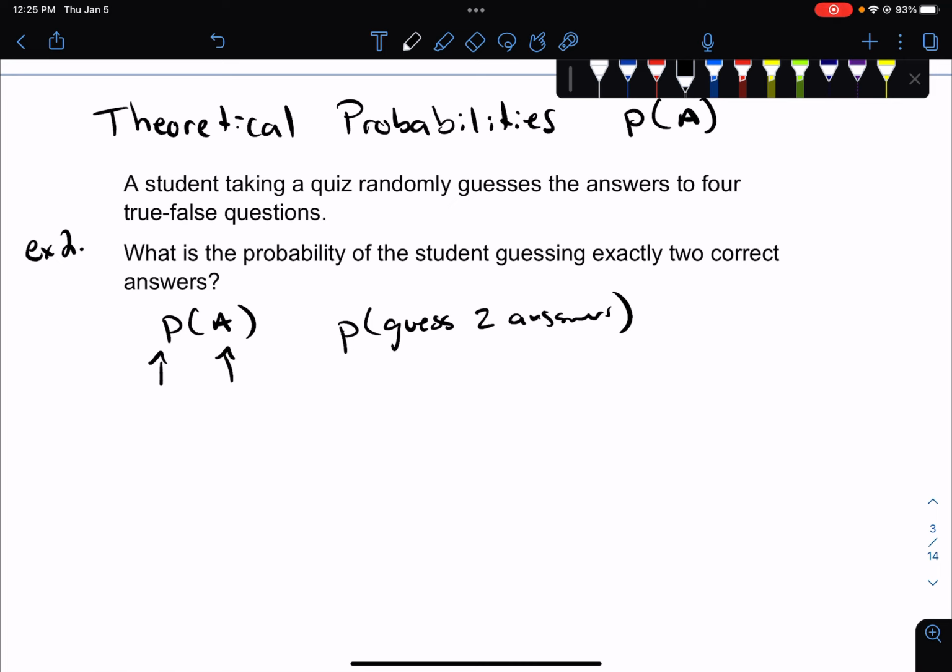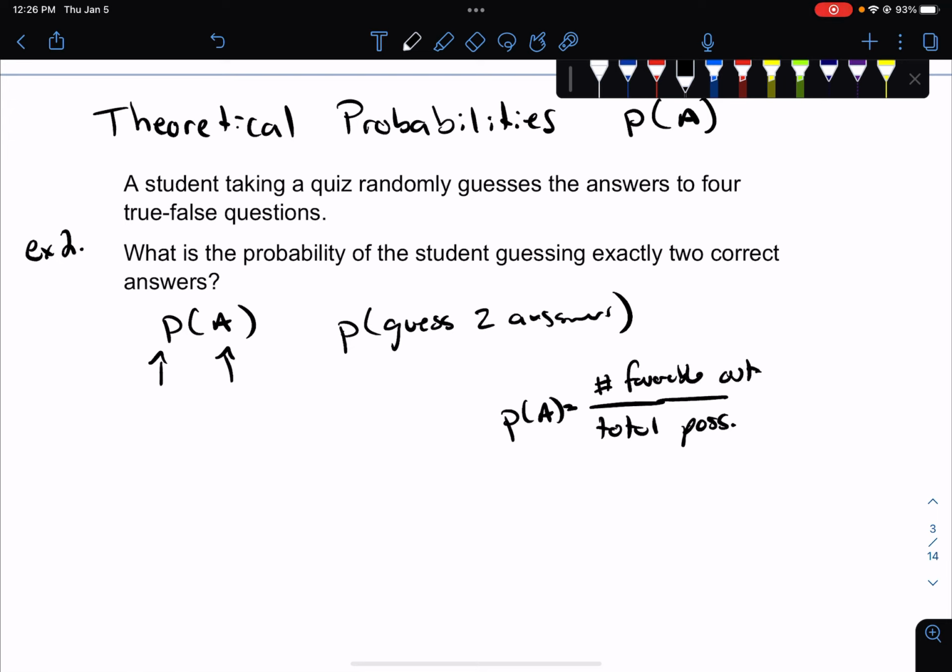So in order to do this, I need to figure out, first of all, what are the total number of possibilities? And that's going to go on the bottom, okay? On the bottom is going to be the total possibilities. And on the top is going to be what are all the different ways I could get 2 correct answers. So up here would be the number of favorable outcomes is the way that we say that. So in order to do this, I need to know what my possibilities look like.